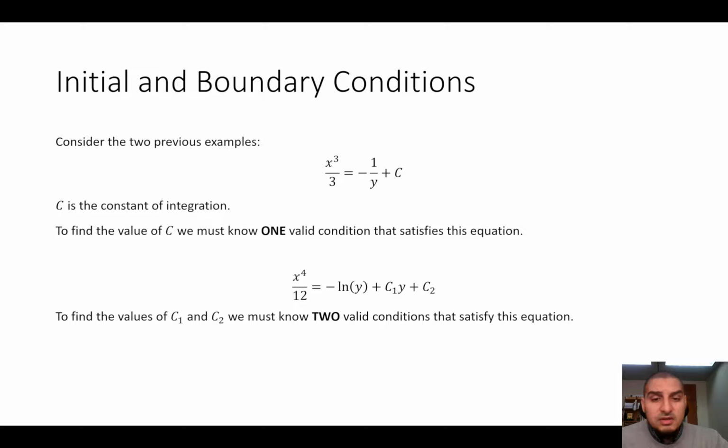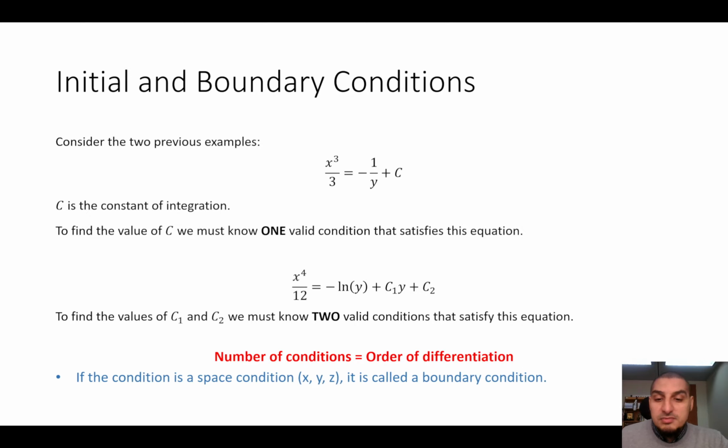Okay, and of course it's logical that if we have more constants, we will need more conditions. So the number of conditions is equal to the order of differentiation. Now, to differentiate between what we call the initial condition and what we call the boundary condition, it's only about the parameter that we know the condition at. If this parameter is space, meaning that we know a relation between x and y, where x is like x, y, or z, meaning the coordinate, like a space condition, then we call it a boundary condition.